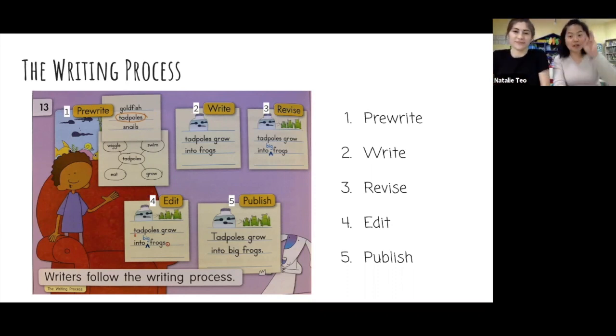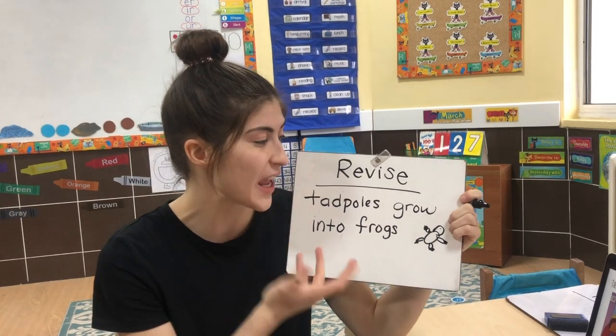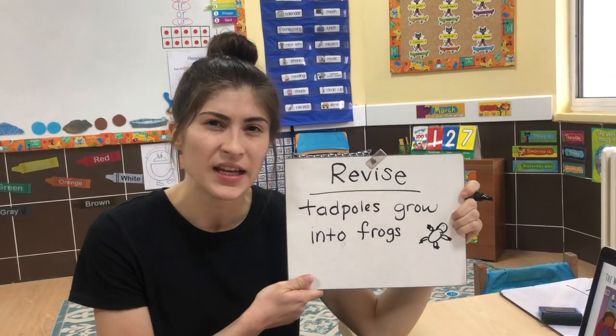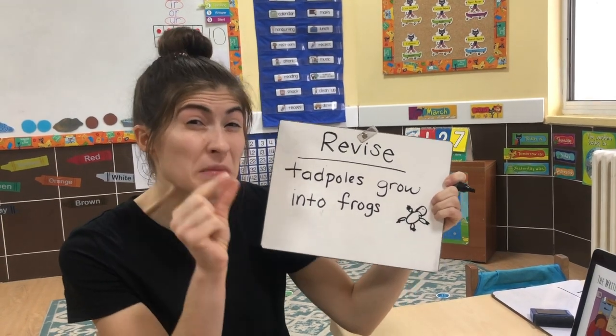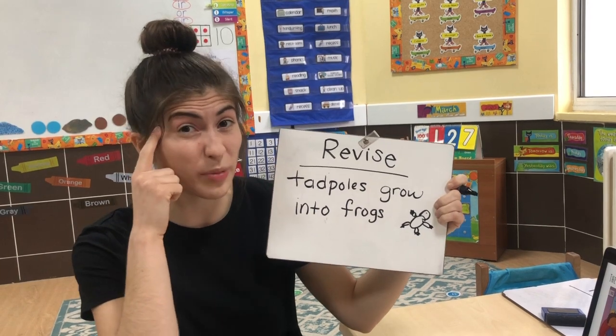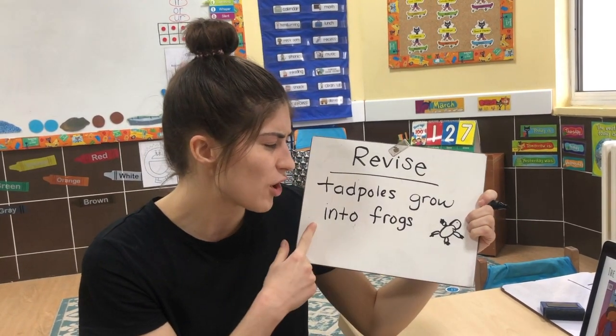Now that we've come to the third step, it is to revise what we've written. Revise is when I can change the words in my writing to add more details. Details tell about the small little things that help to make a better picture in your brain when you read the words. So, tadpoles grow into frogs.